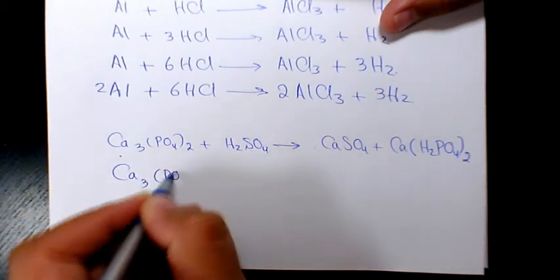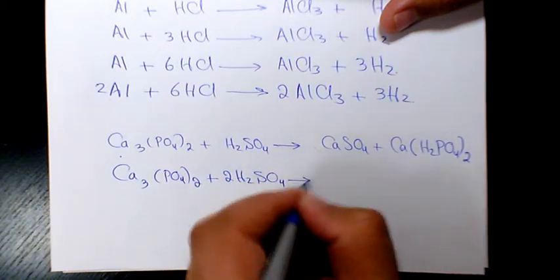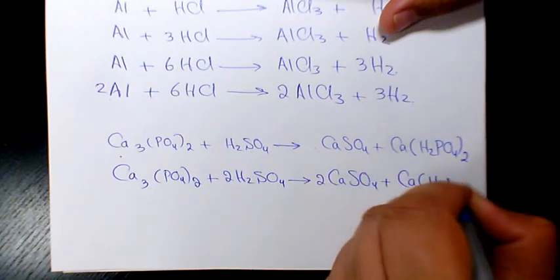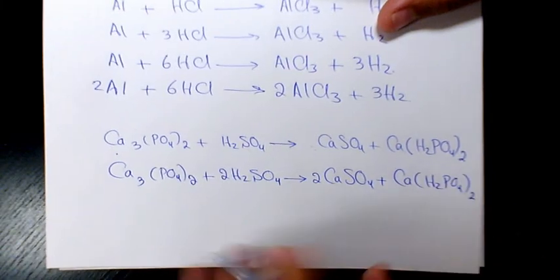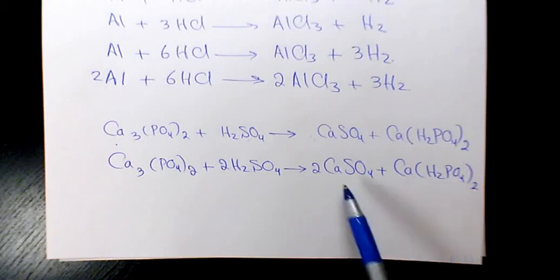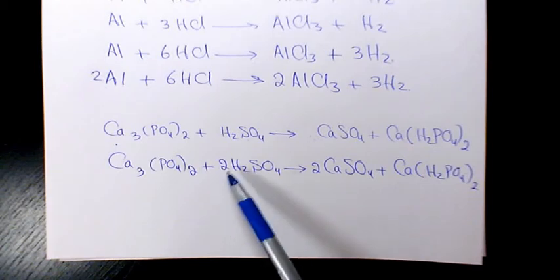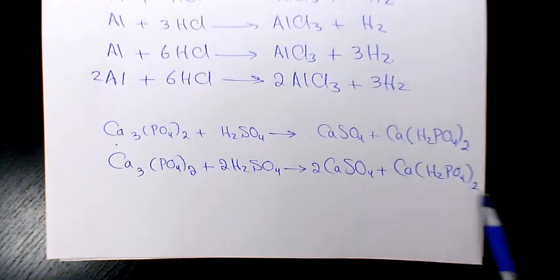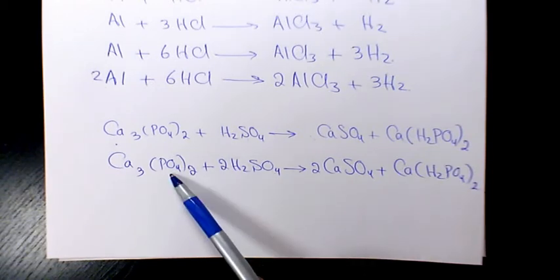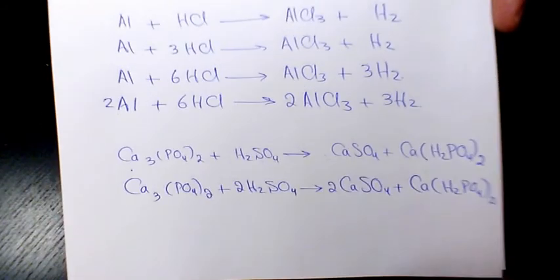Ca3(PO4)2 plus 2H2SO4 gives us 2CaSO4 plus Ca(H2PO4)2. So we have 2 phosphates. Calcium we have 3, and here we have 3. Hydrogens we have 2 times 2, 4. 2 times 2, 4 as well. Oxygen 2 times 4, 8. 8, 16. 8 plus 8, 16 as well. That's done.